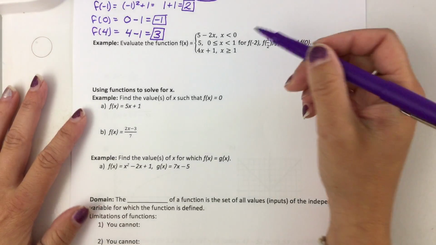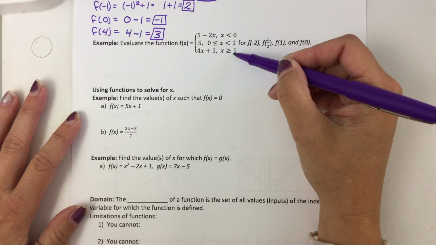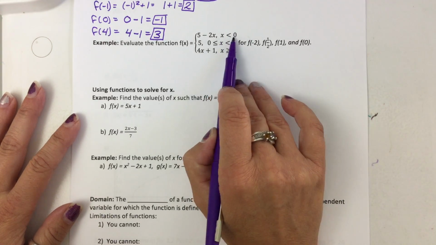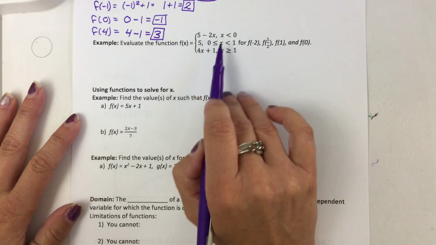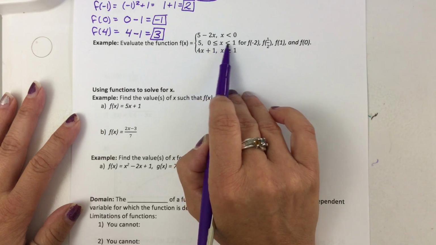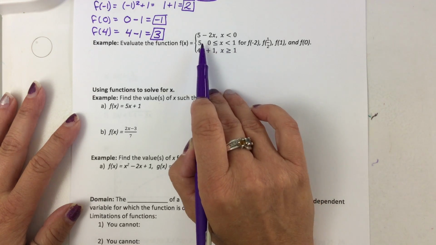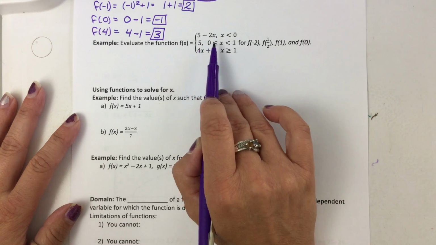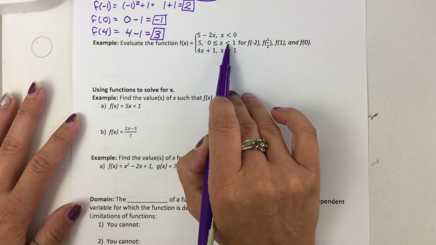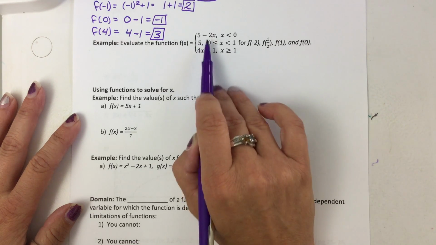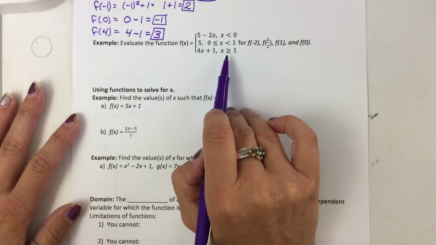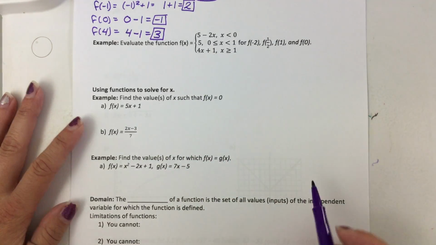Okay, now this piecewise function has 1, 2, 3 pieces. Same idea. You will only use one of the expressions as you are evaluating. If your x value is smaller than 0, you put it into 5 minus 2x. If x is 0 or anything up to but not including 1, your value is automatically a 5. Notice this is a constant. Okay, so for any value that is 0 up to 1, the result will be the number 5. If you have an x value that is greater than or equal to 1, you'll plug it into 4x plus 1. So let's check this out.